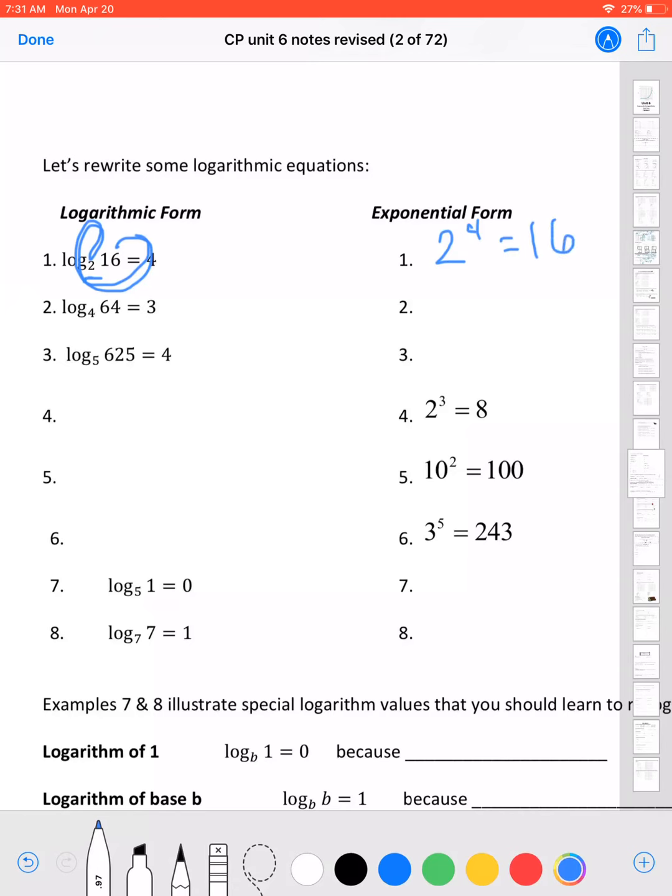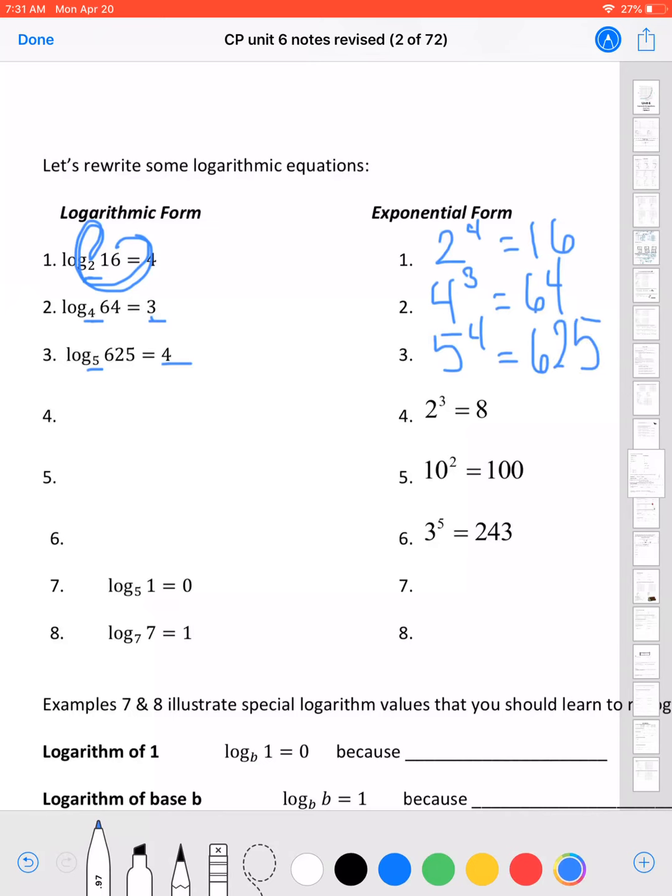Pretty basic. Same thing with number 2. The base of the log is the base of the exponent. This is the missing power. So 4 to the 3rd power is equal to 64. Just one more, because I want to really hit this. Base of the log, base of the exponent, power is what you're always finding with logs, and then is equal to 625.